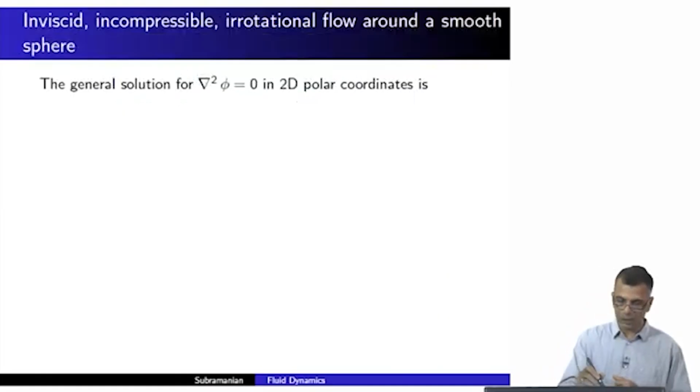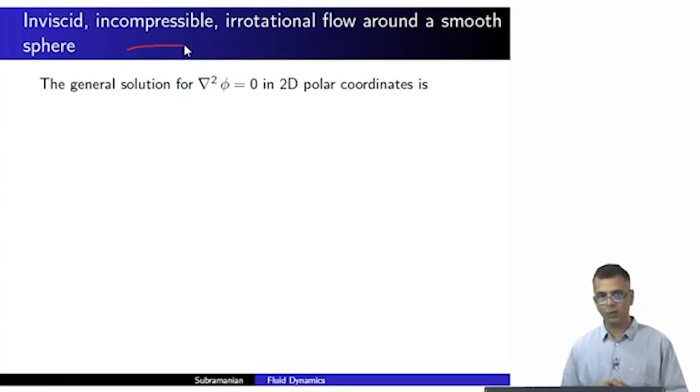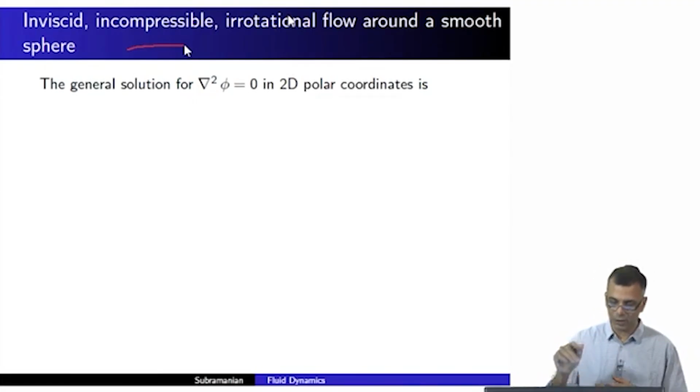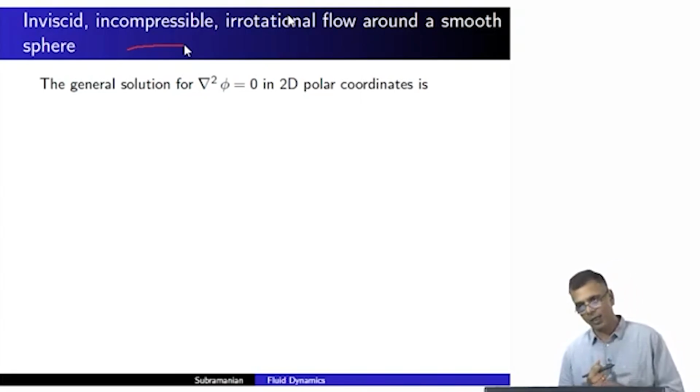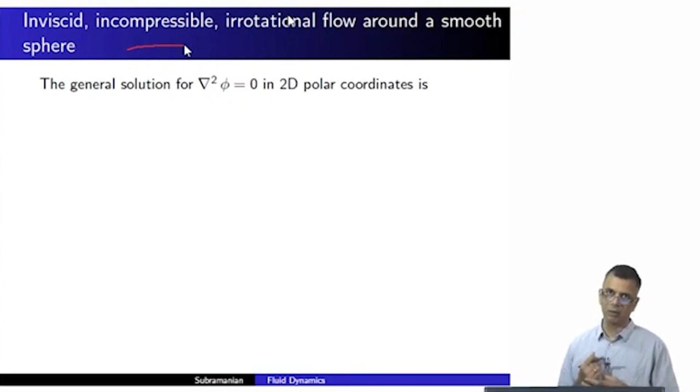Right. So an example: inviscid, incompressible, irrotational flow around a smooth sphere. These might seem like lots of adjectives, and it's a highly idealized situation to be sure, but you look at these ideal solutions and you have a fairly good idea of how a real-world solution will behave. So there is a lot of value in looking at these idealized solutions and figuring out the general behavior. I'll leave it at that.